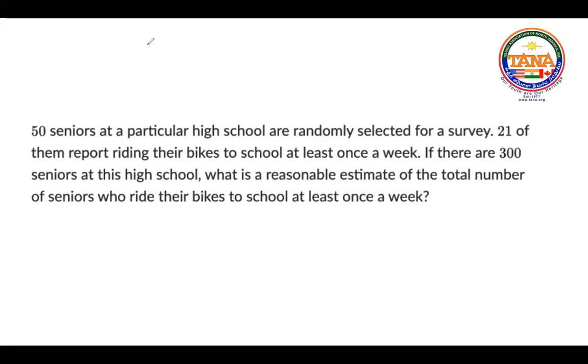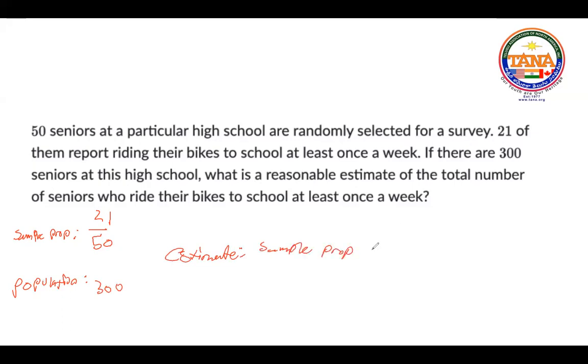So the first thing is you have your sample proportion, 21 over 50, because 21 over 50 of them have said that they do, and your population, which is 300. So your estimate, remember, is sample proportion times population, which in this case is 126.